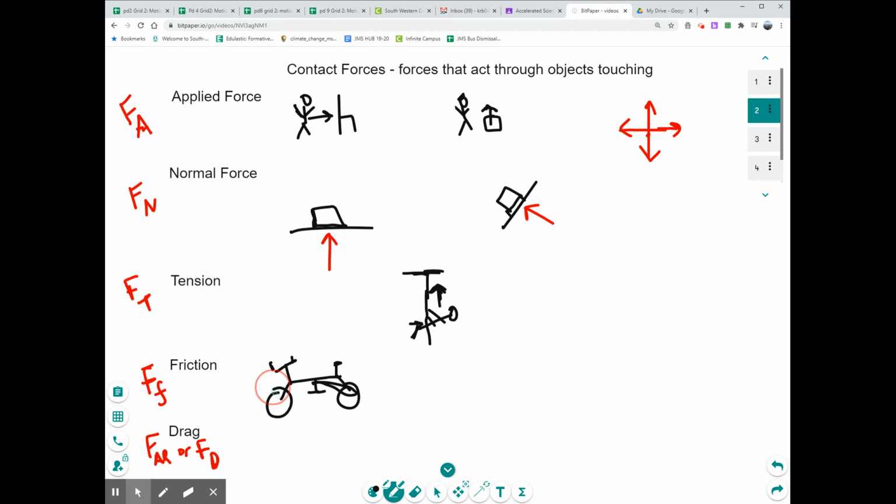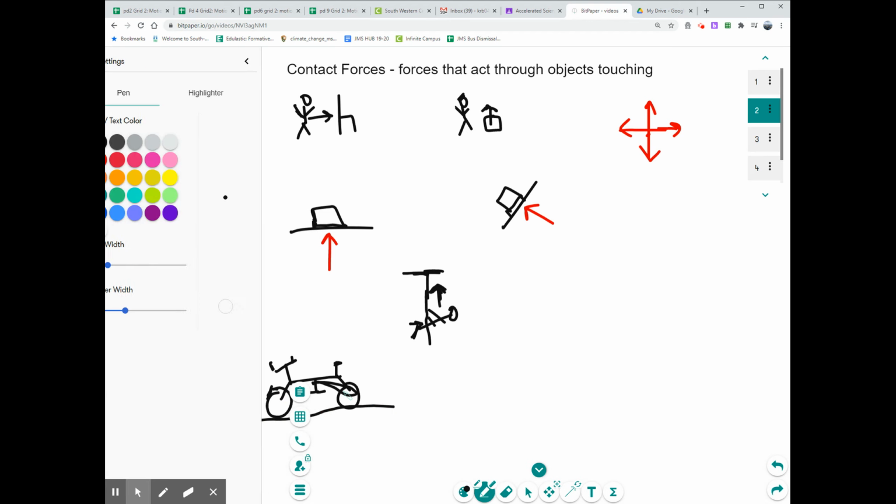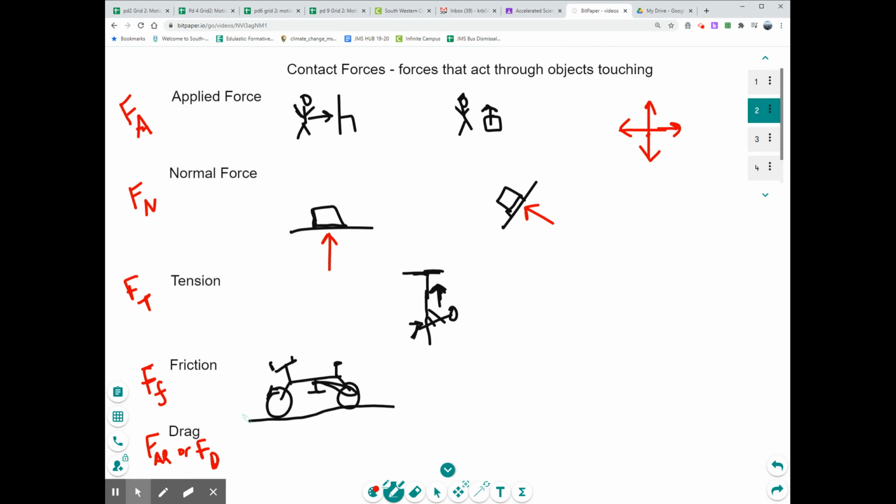When you're riding your bike, you notice that you have to pedal, otherwise it will slow down. Why does it slow down? Because the bike's in contact with the ground. What's happening between the tires and the ground? Well, there's rubbing, right? And that is friction, and it usually works in the opposite direction of motion.